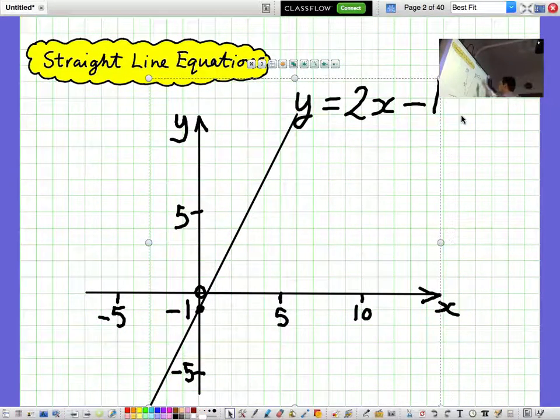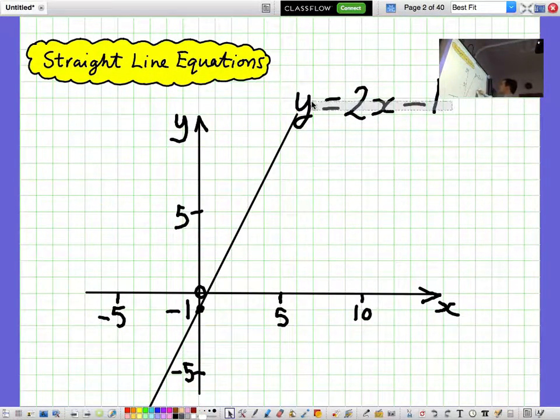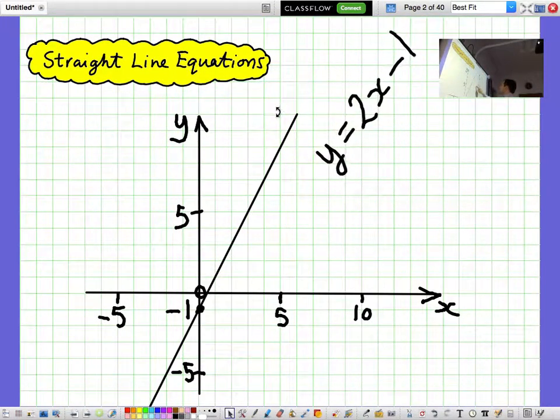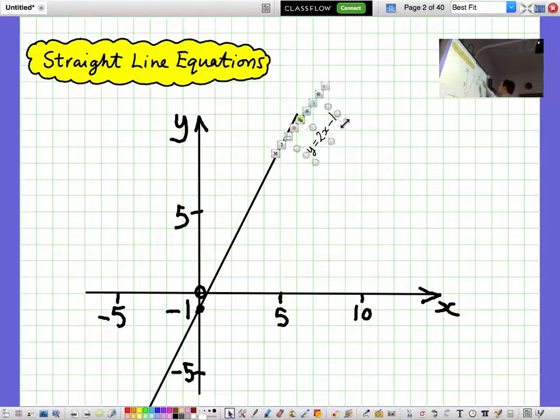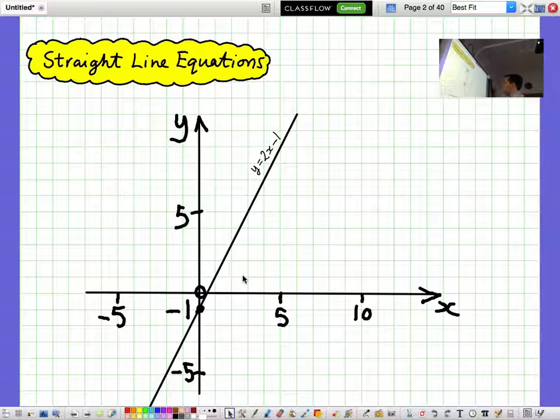For good measure again, I should label that with its equation. So I'll just take that and resize it and put it over there. And there it is, y equals 2x minus 1.